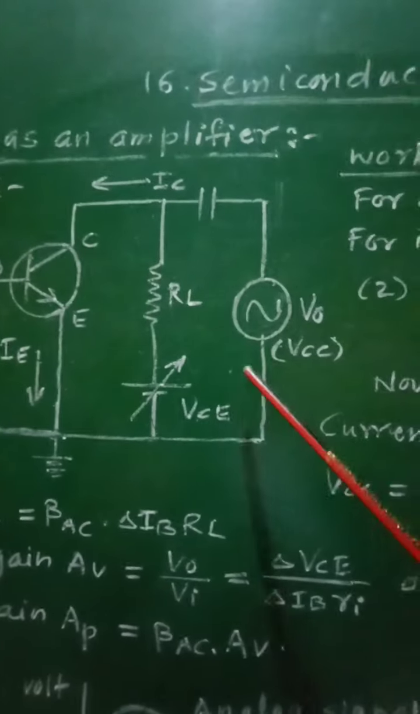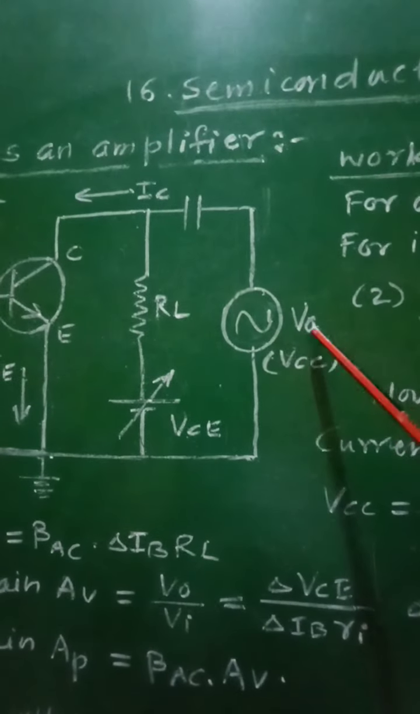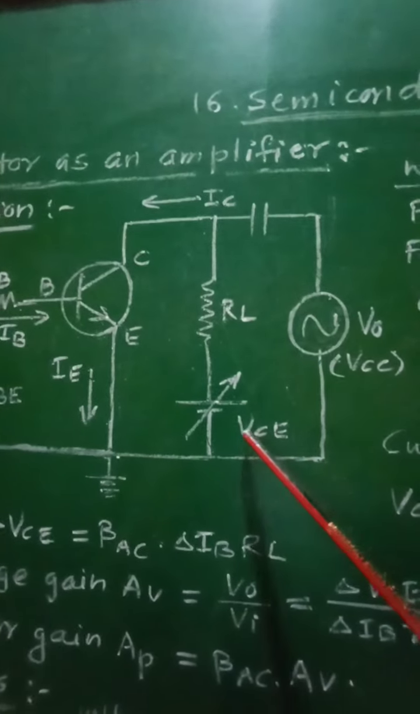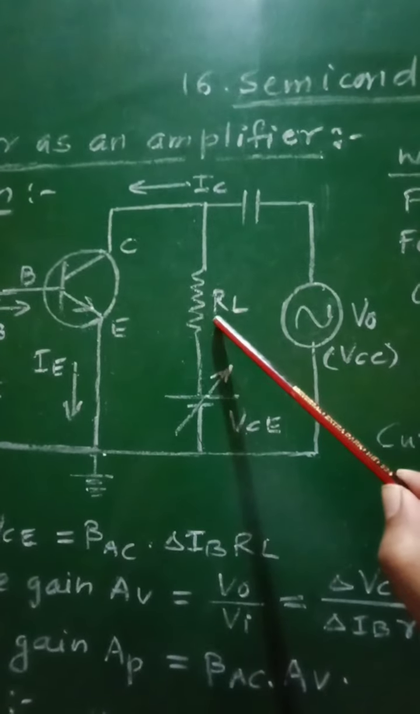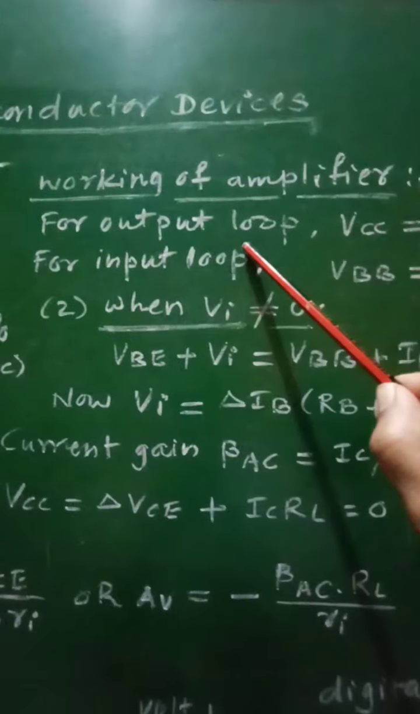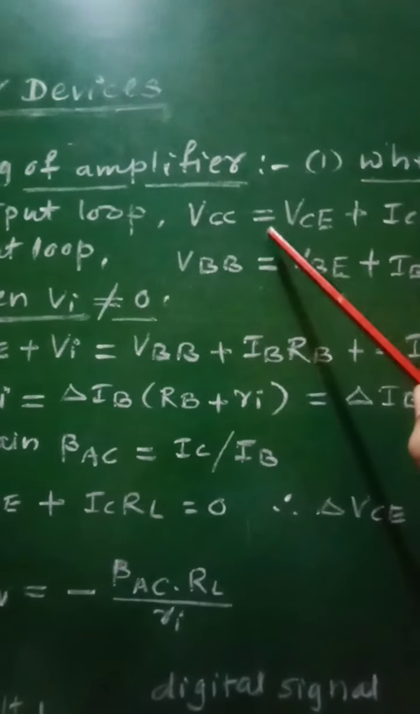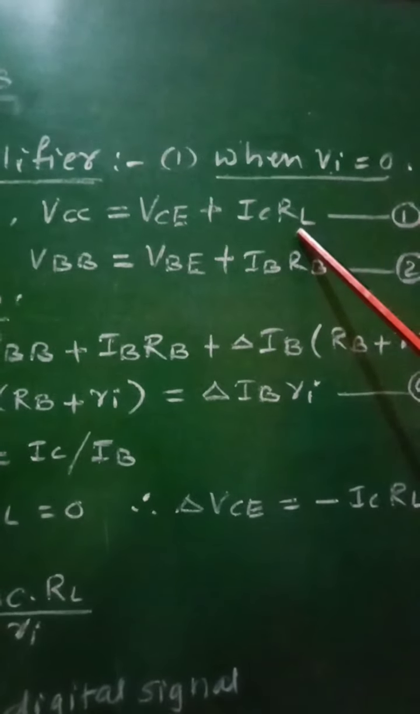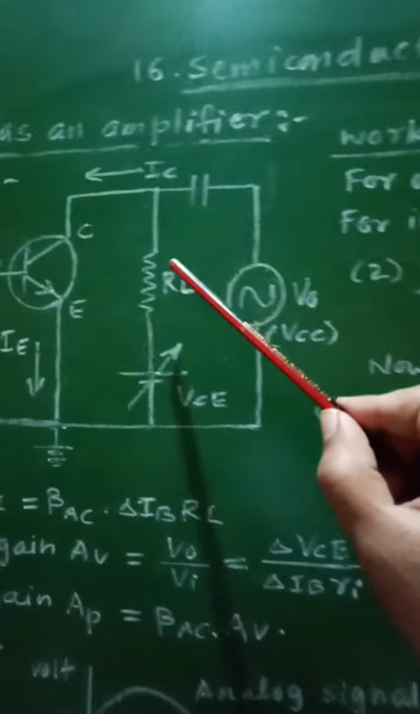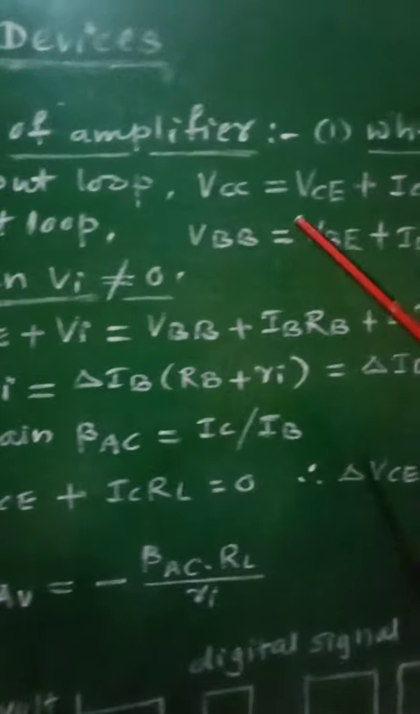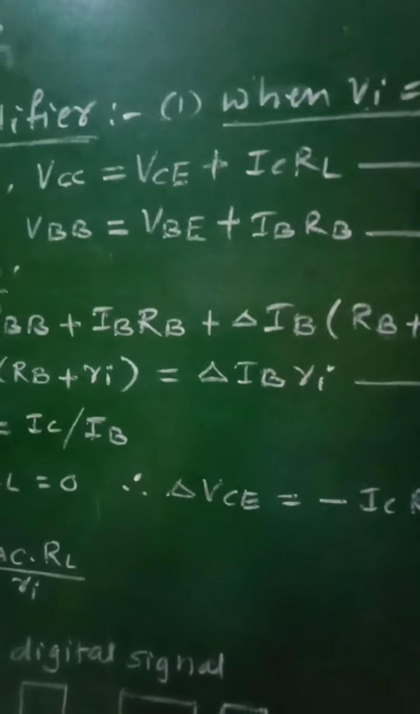So for this output loop, Vcc will be equal to the sum of Vce and the potential across the load resistance RL. Therefore, when Vi equals 0, for the output loop by applying Kirchhoff's voltage law, Vcc equals Vce plus IcRL. This IcRL is nothing but the potential across the load resistance RL. Let it be equation number 1.